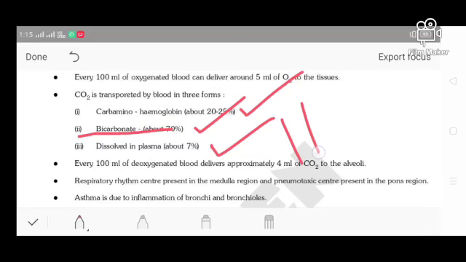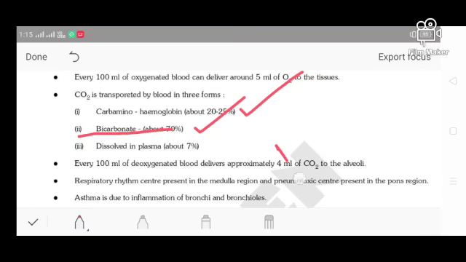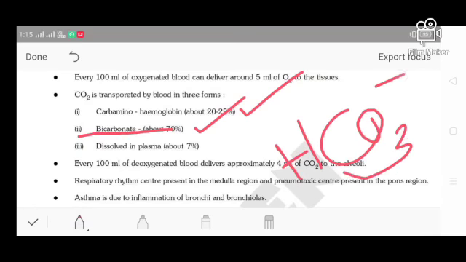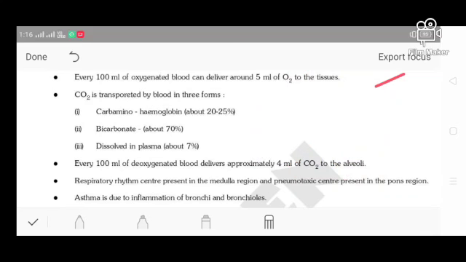After that, the bicarbonate. My dear friends, when hydrogen is attached with carbon dioxide, it forms what? It forms the bicarbonate ion, HCO3, very very important. In the bicarbonate form, most of the carbon dioxide gas is transported, because in our bloodstream the hydrogen ions are moving side by side. So when carbon dioxide gas gets attached with hydrogen, it forms the bicarbonate ion, and it carries 70% of our total carbon dioxide gas.